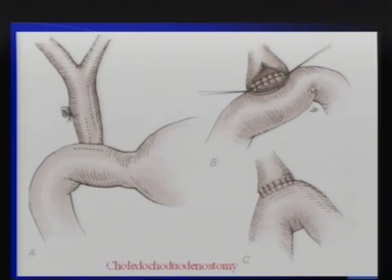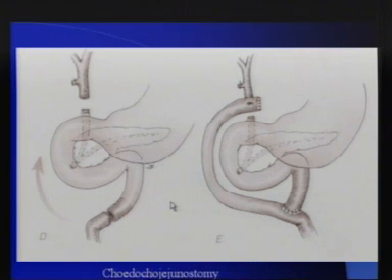It's done with the interrupted suture. CBD is opened in a vertical manner, and the first part of the duodenum is opened in a horizontal manner, and a diamond shaped anastomosis is constructed the way it is shown here.